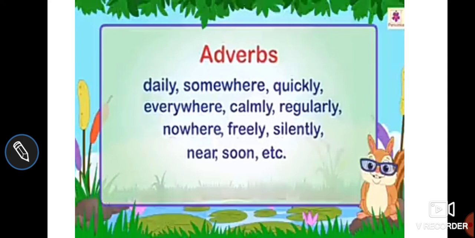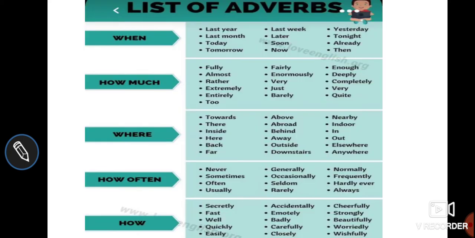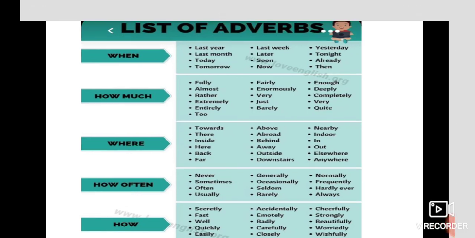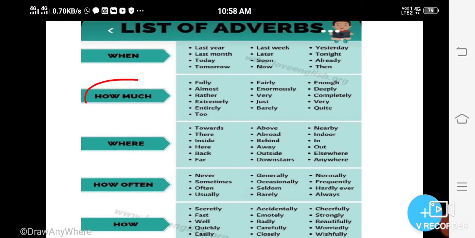Now here comes the topic for you to learn. Children, there is a list of adverbs. Each type of adverb is learned according to degree, frequency, manner and time. Now in this class, you have to learn only adverbs of degree and adverbs of frequency.